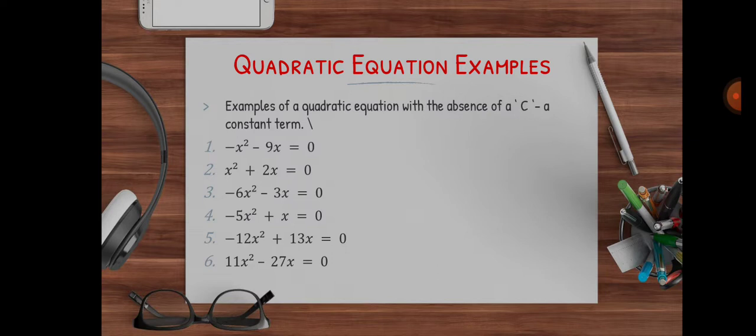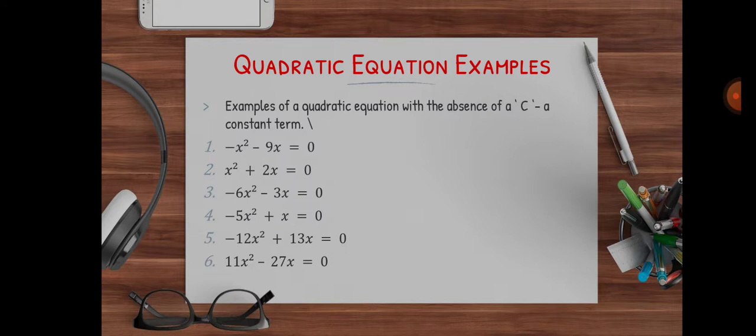The second one, x squared plus 2x equals 0. The third one is negative 6x squared minus 3x equals 0. The fourth one, negative 5x squared plus x equals 0. The fifth one, negative 12x squared plus 13x equals 0. In the sixth one, 11x squared minus 27x equals 0. So these are the examples of quadratic equations in which c is absent.